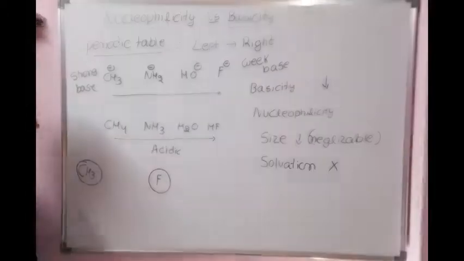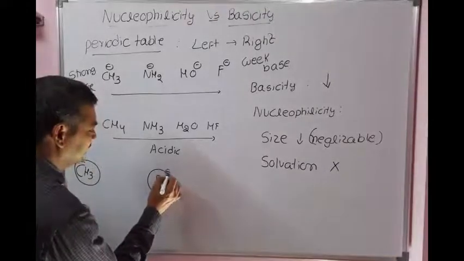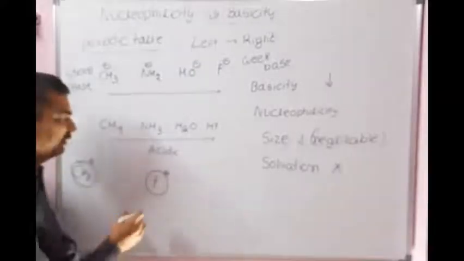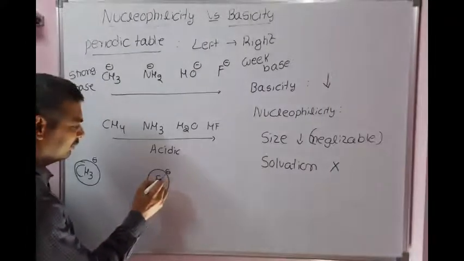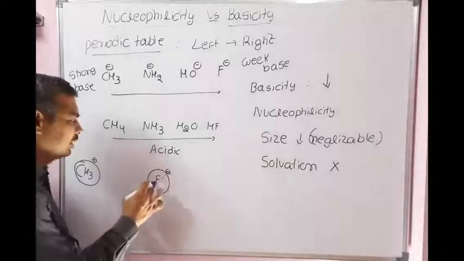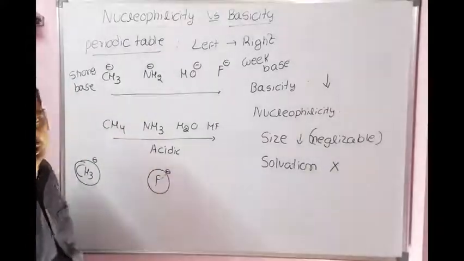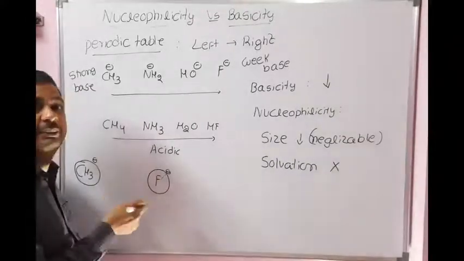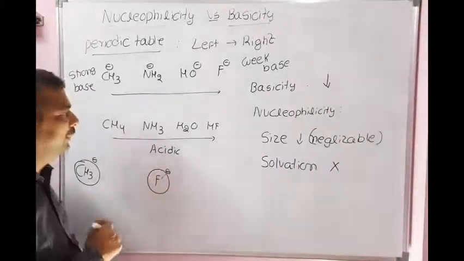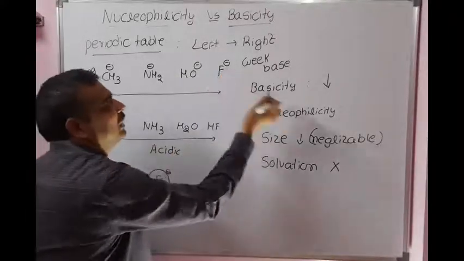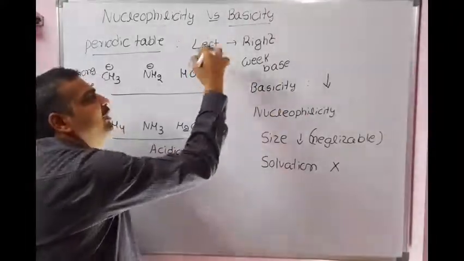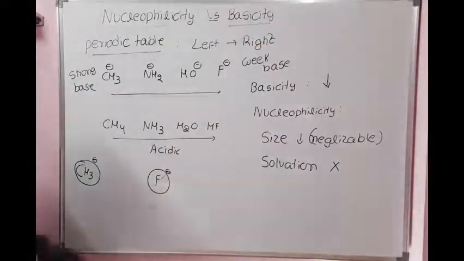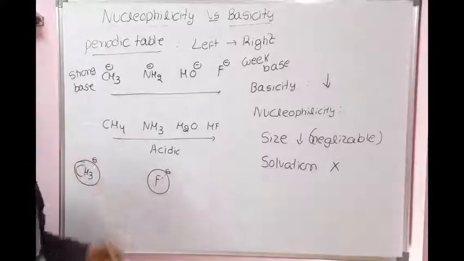Also, in F minus we are adding one electron to the fluorine atom. Since fluorine is a more electronegative atom, the extra electron is strongly held by the nucleus. Since the electron is strongly held by the nucleus because of the electronegative fluorine, it is not available to abstract a proton and it is not available to attack an electron deficient atom. That is the reason why it is less basic and also less nucleophilic.